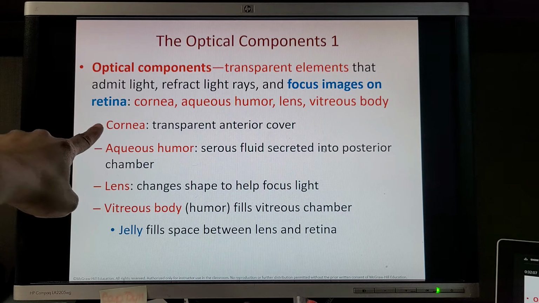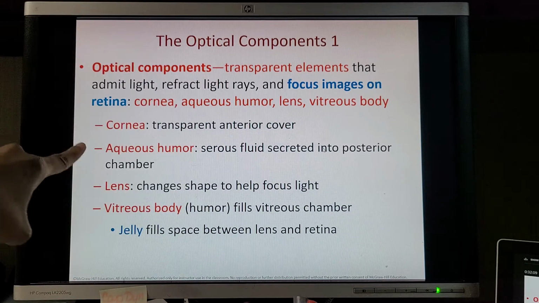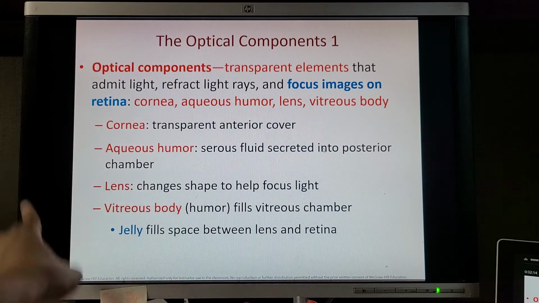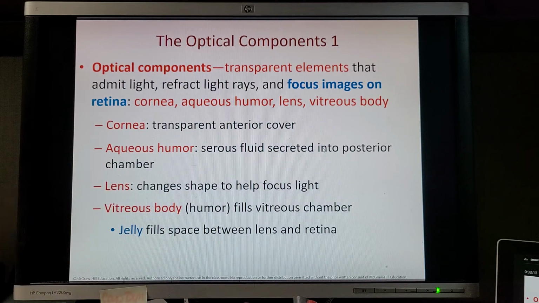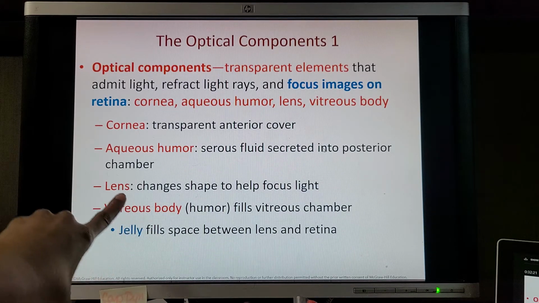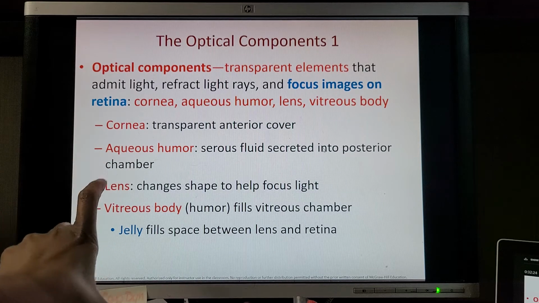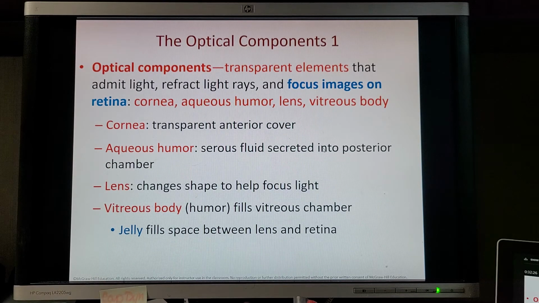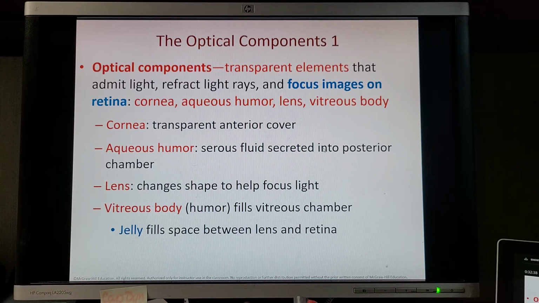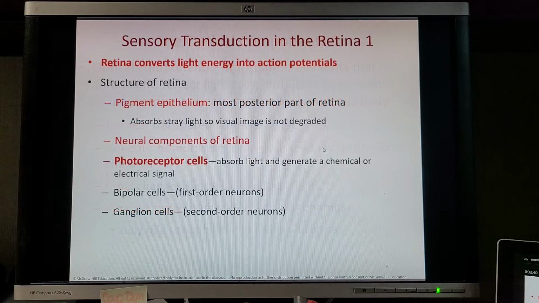Again, your cornea is your outside cover, very hard. Your aqueous humor is a little bit of fluid in between your cornea and your lens. Then you have the lens, which is going to change shape to help focus your light. And then your vitreous body: once you have focused the light, your light is going to have to pass through it to get to your retina. For some people, it could be a pupil thing, but it could also be a lens not able to focus, and that's why they have to wear glasses.